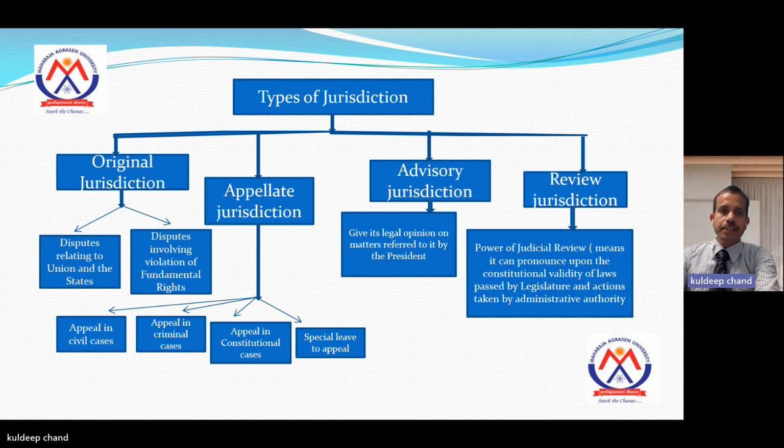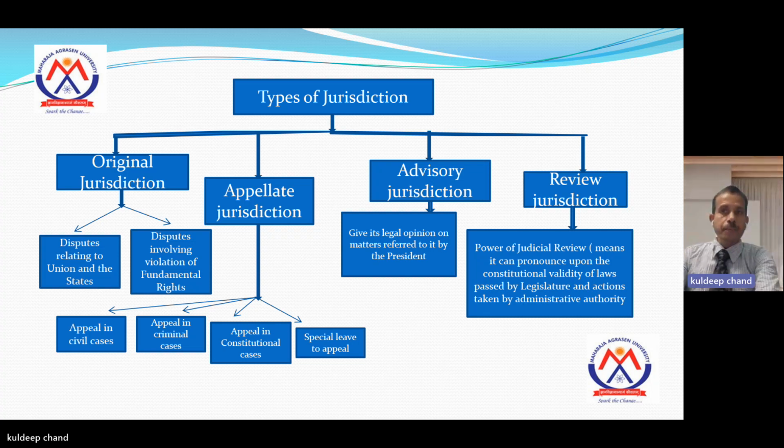And these are the types of jurisdiction of the Supreme Court. There are four types of jurisdiction. Number one, original jurisdiction, which has two types. Number one, disputes relating to the Union and the states. Number two, disputes involving the violation of fundamental rights.